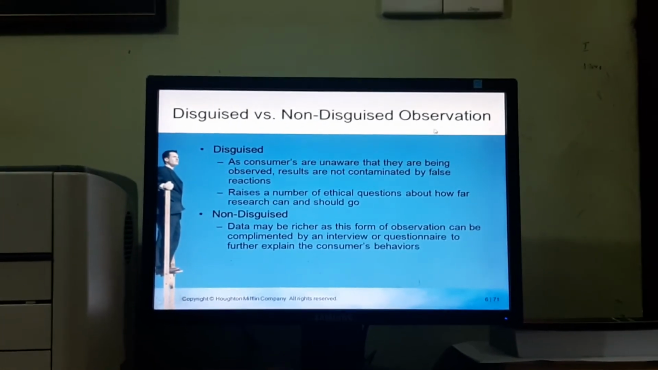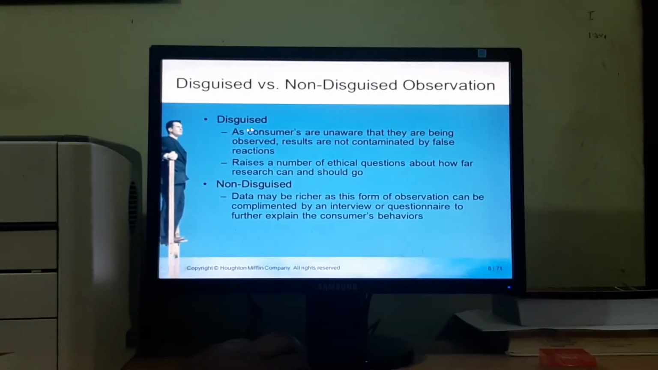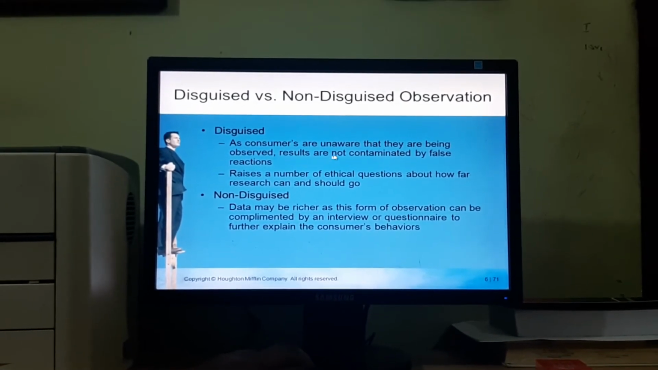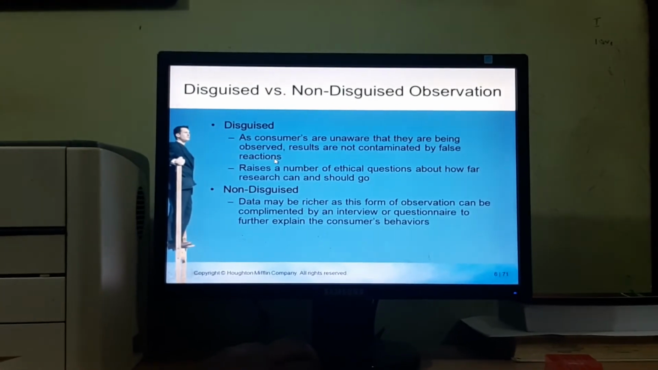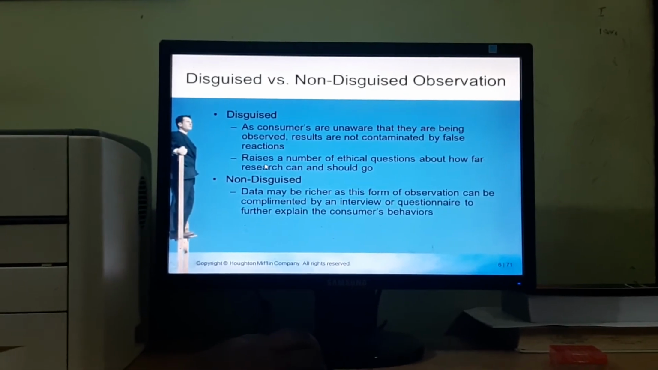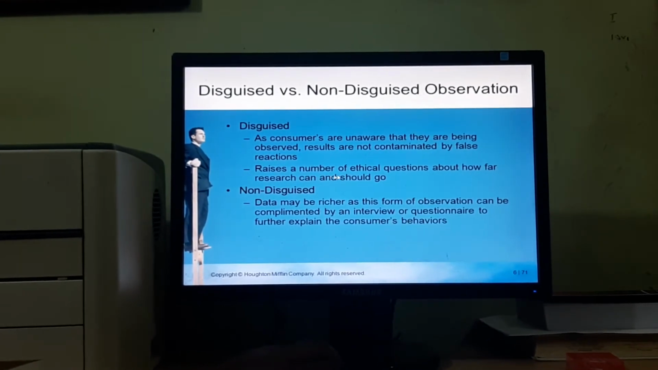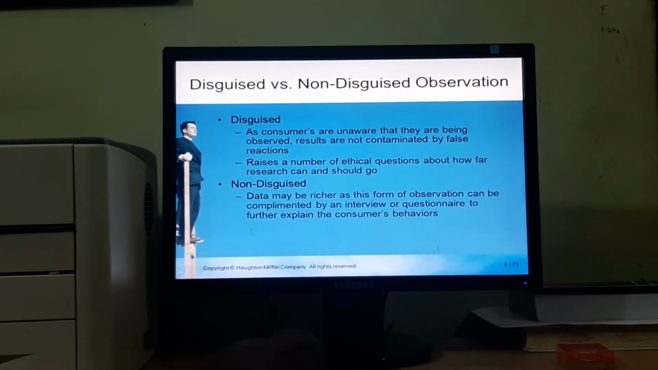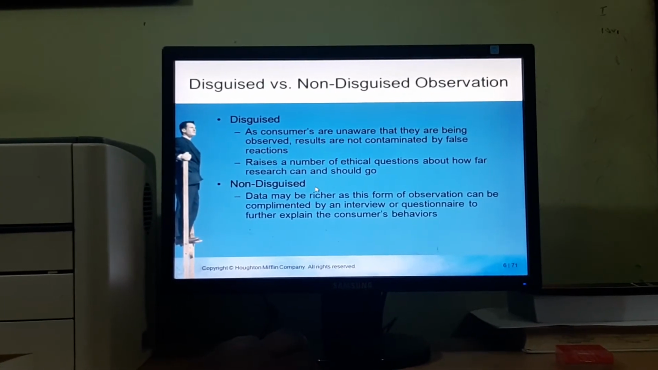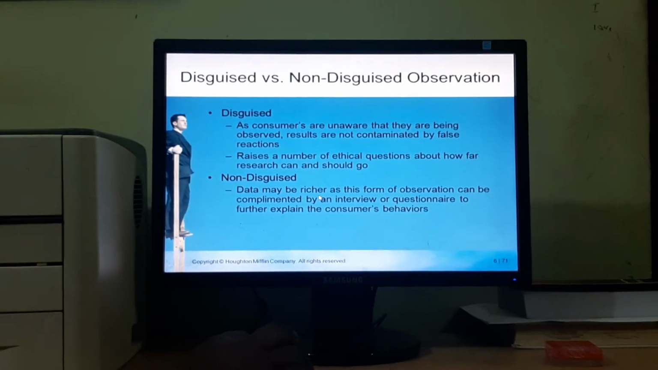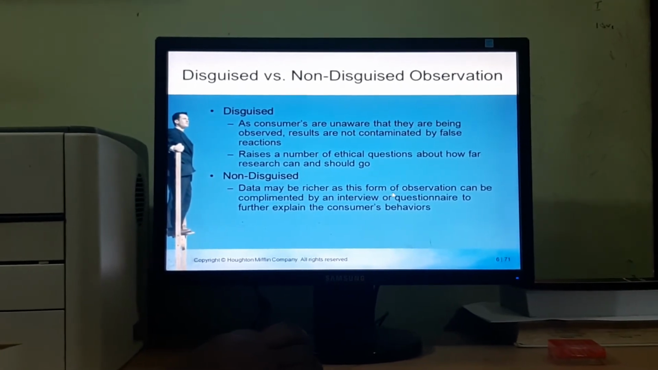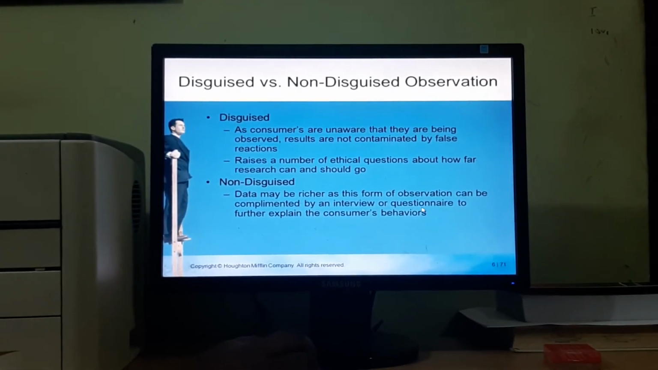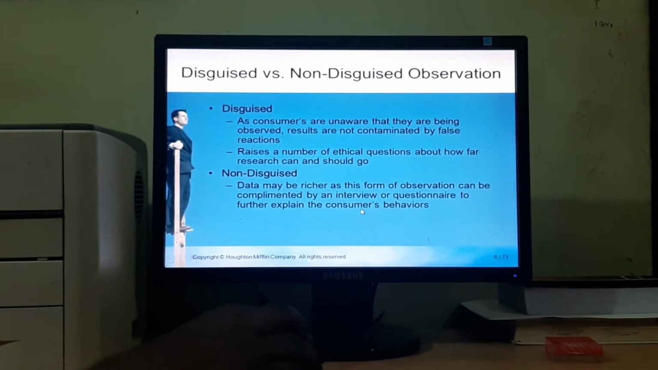Disguised versus non-disguised observation. Disguised observation: as consumers are unaware that they are being observed, results are not contaminated by false reactions. However, disguised observation raises a number of ethical questions about how far research can and should go. And in non-disguised observation, rich data may be obtained, as this form of observation can be complemented by an interview or questionnaire to further explain the consumer's behavior.